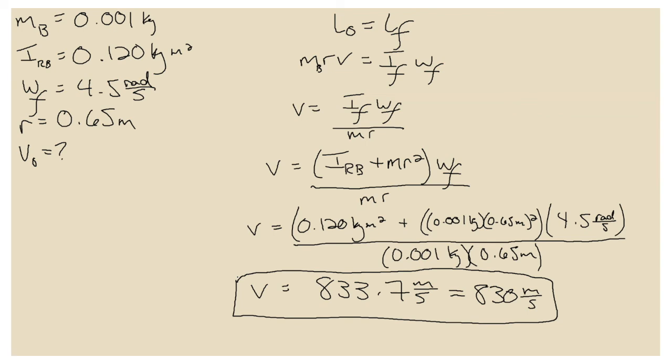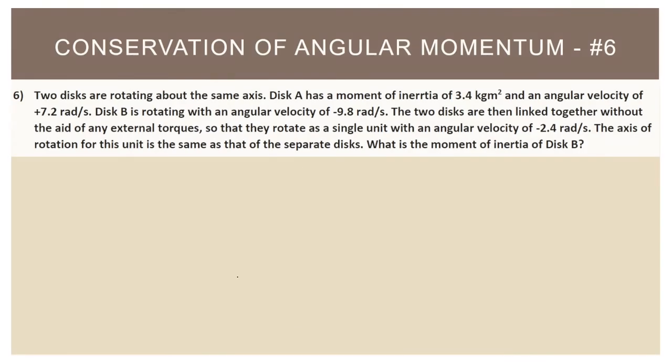All right, and that brings us to the last question for today. This problem says two disks are rotating about the same axis. Disk A has a moment of inertia of 3.4 kilogram meters squared and an angular velocity of positive 7.2 radians per second. Disk B is rotating with an angular velocity of negative 9.8 radians per second. The two disks are then linked together without the aid of any external torques, so that they rotate as a single unit with an angular velocity of negative 2.4 radians per second. The axis of rotation for this unit is the same as that of the separate disks. What is the moment of inertia of disk B?